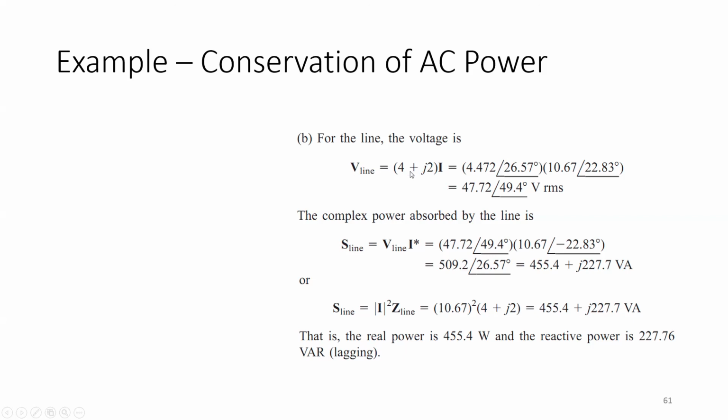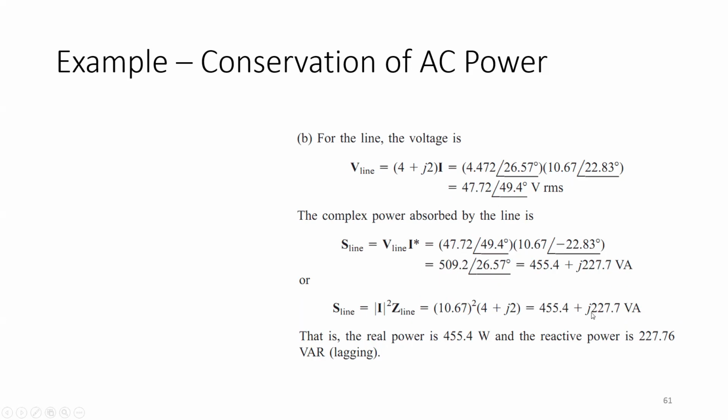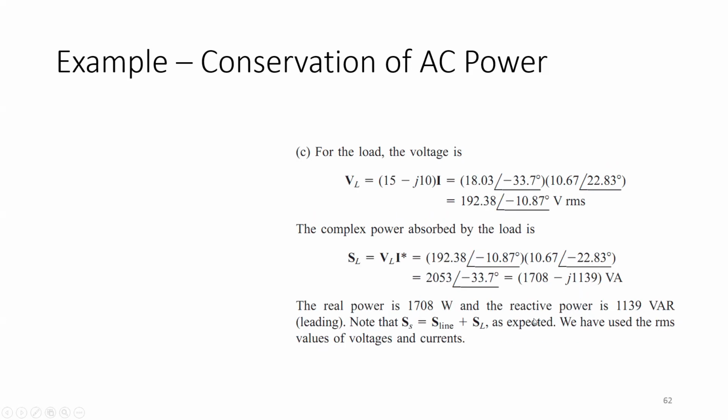We can identify this with this plus sign, because inductive impedance is positive and capacitive impedance is negative, like this one. This is capacitive in nature. That is why its leading was written here. So the net result would be S is equal to S line plus SL as expected. We can just add this value with this one to get the exactly similar amount of complex power as delivered by the source. So in this case, we can say that the power remains conserved in AC circuits.